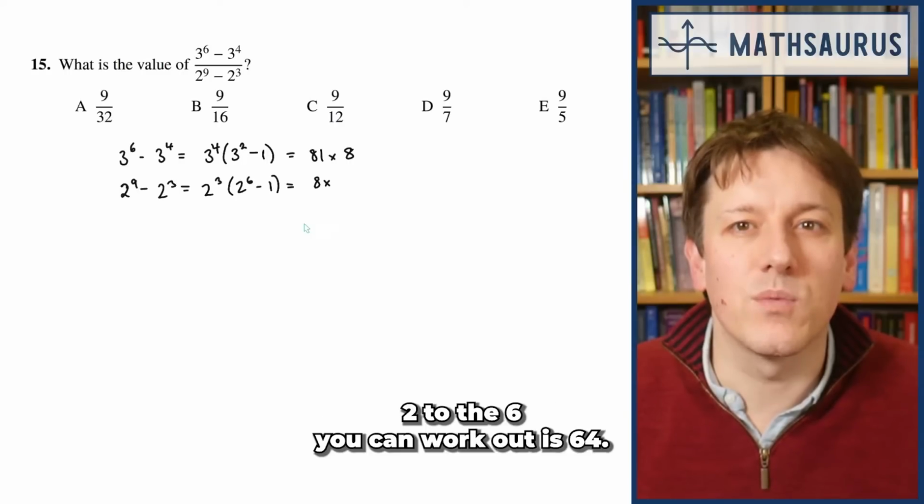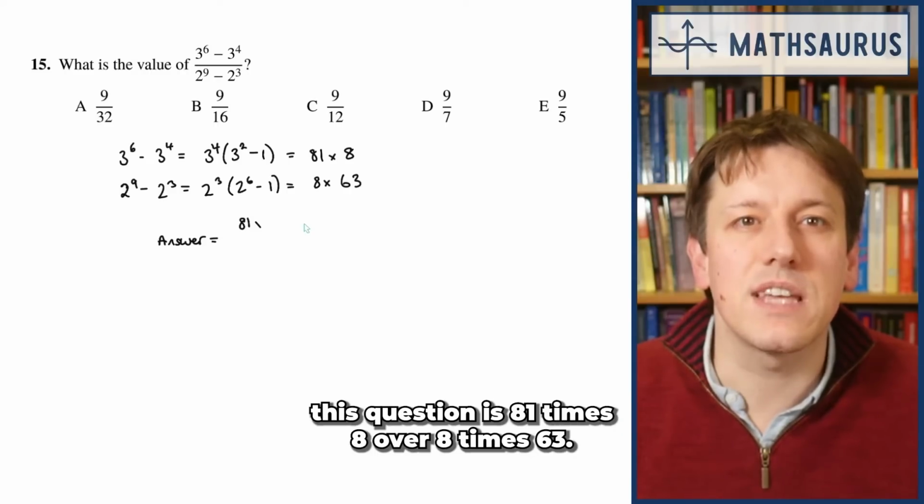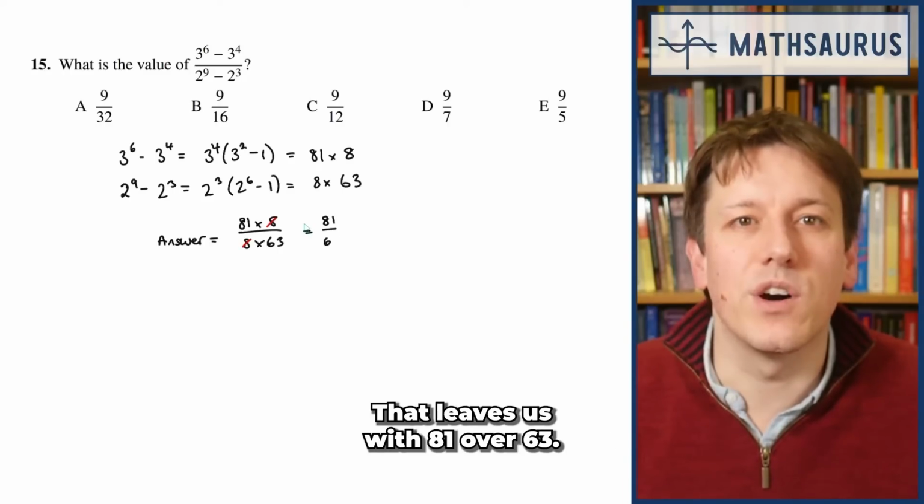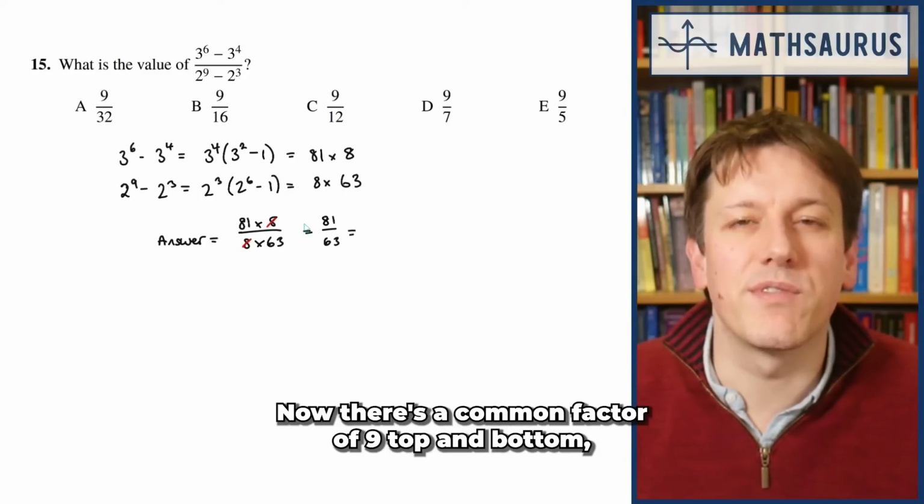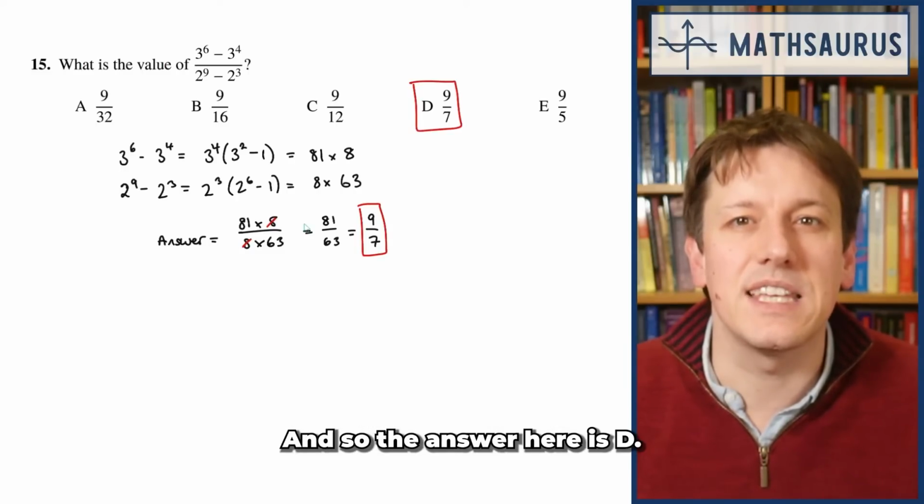2 to the 6 you can work out is 64, and so 64 minus 1 is 63. So overall the answer to this question is 81 times 8, over 8 times 63, we can cancel those 8s. That leaves us with 81 over 63. Now there's a common factor of 9 top and bottom, which we can cancel out to get to this answer, 9/7, and so the answer here is D.